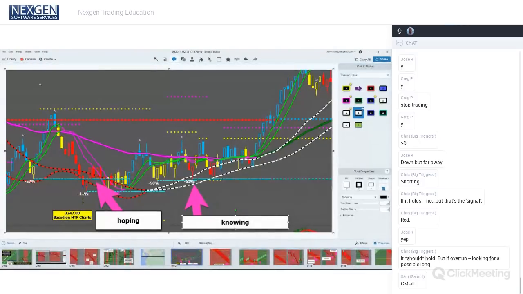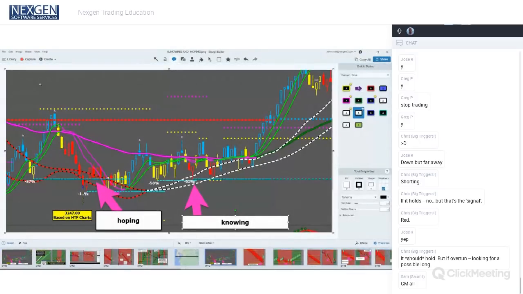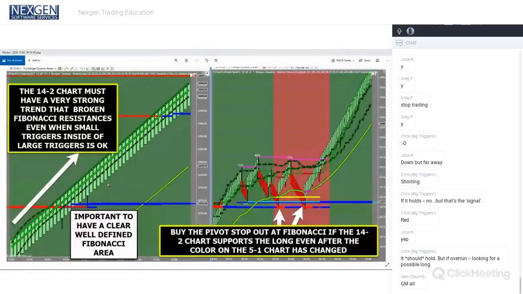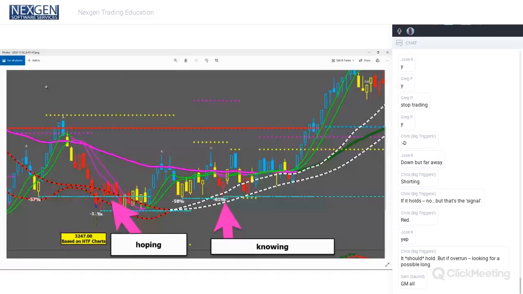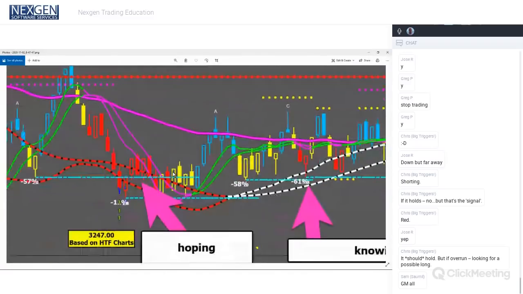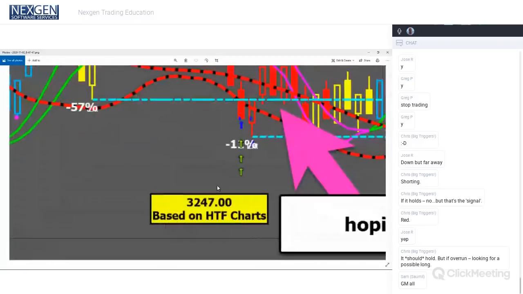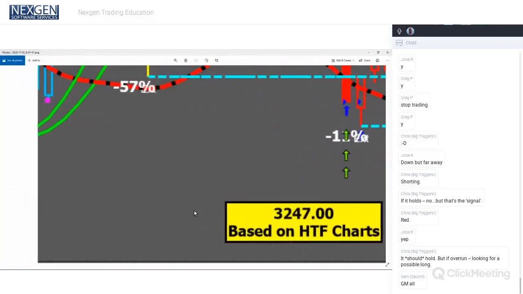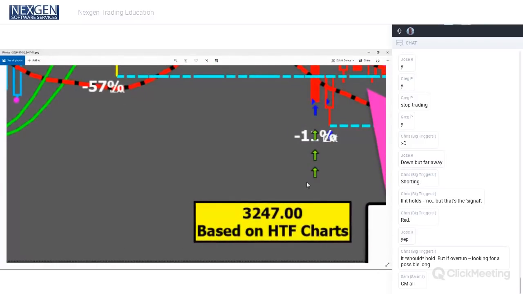I call it the difference between hoping and knowing, right? So I just want to blow it up so you guys can see a little clearer. His rationale was good. I mean, there's no wrong, right? He uses much larger charts, and he said that he was going to be buying this area based on a higher time frame chart, which is not wrong. I'm not saying his method is wrong or his thoughts were wrong.